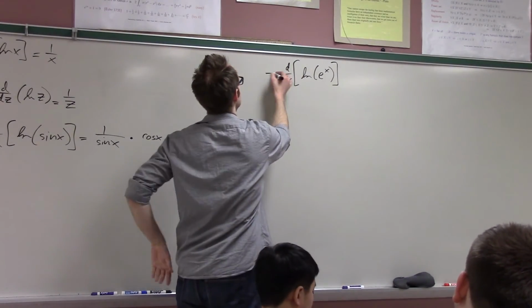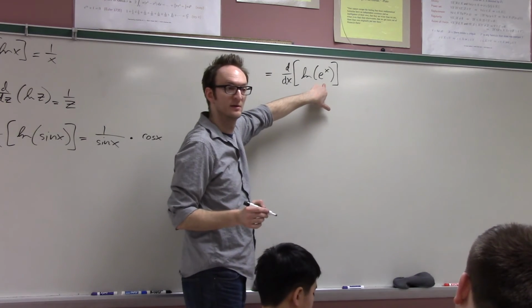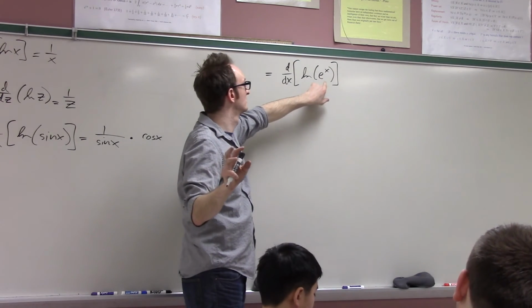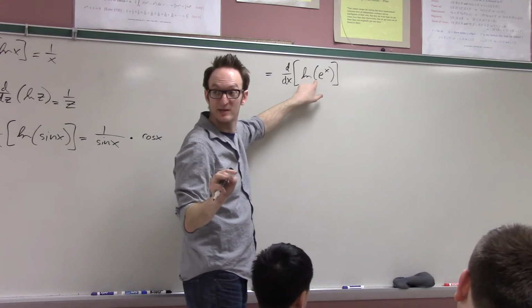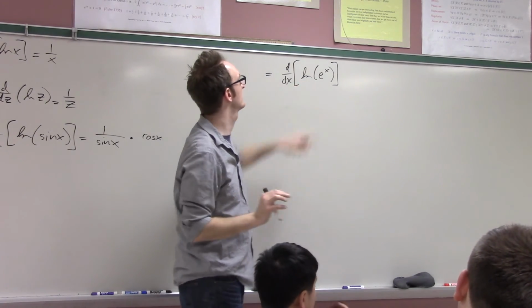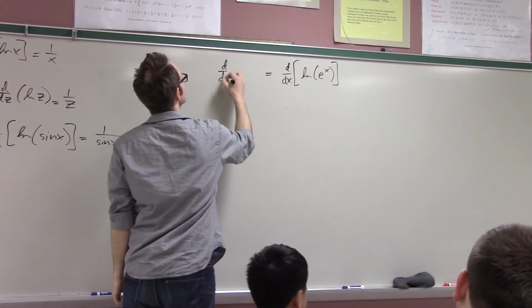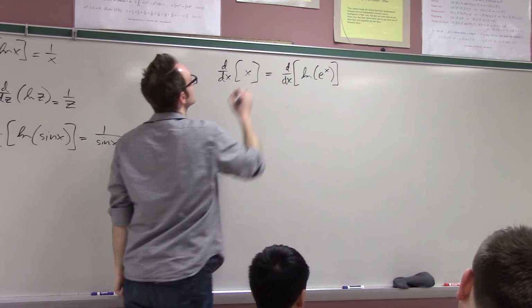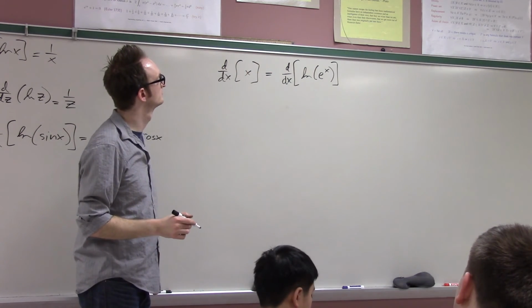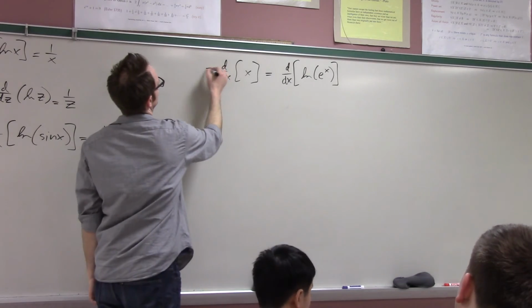So what is the derivative of the ln of e to the x? Well, first of all, what is ln of e to the x? It's x, by the definition of e and ln being inverse functions. So this is really like saying, what's the derivative of x? And the answer is 1. Am I doing this right? Yeah, I hope so. That's right.